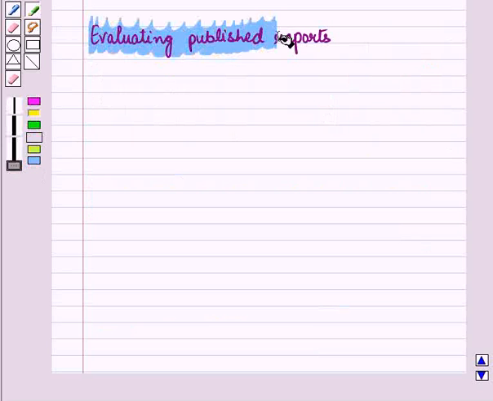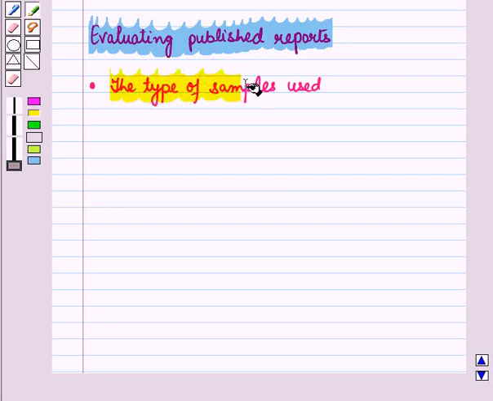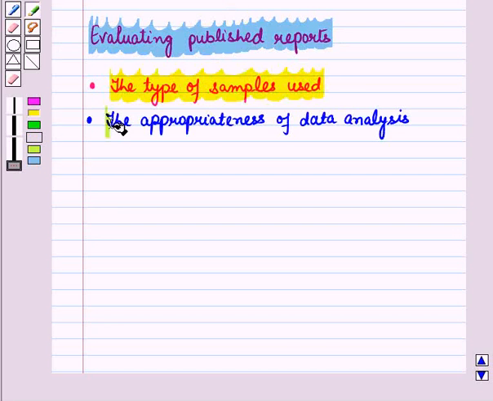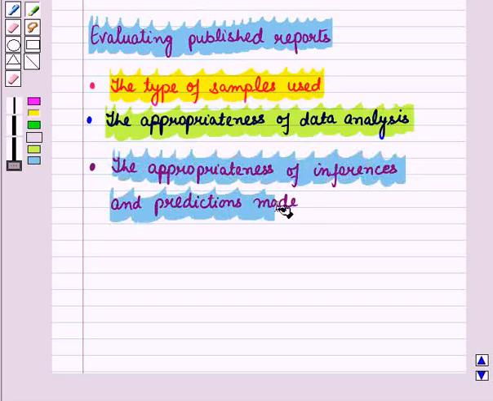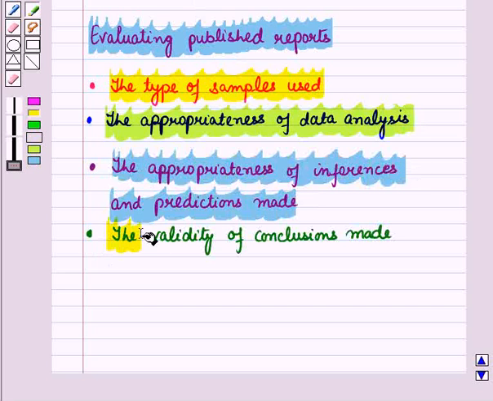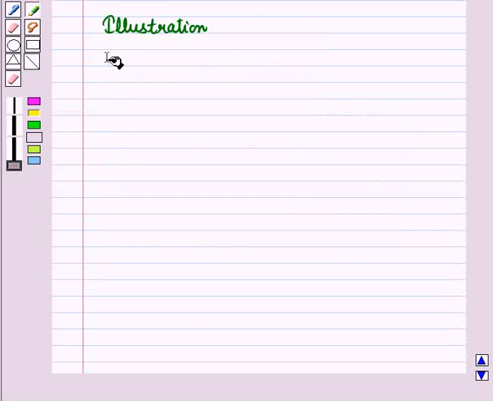Now, while evaluating published reports, we should keep in mind the following points regarding the survey and analysis. First is the type of samples used. Second is the appropriateness of data analysis. The next is the appropriateness of inferences and predictions made. Next is the validity of conclusions made. Now let us see an illustration which will explain how to evaluate a report.